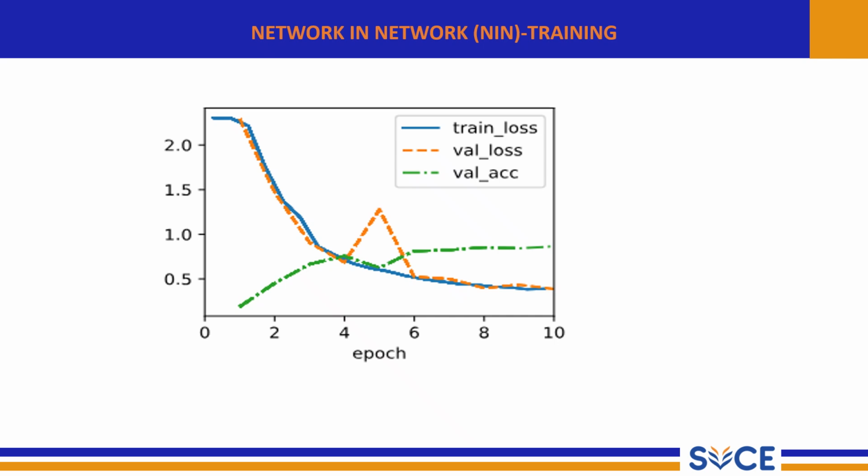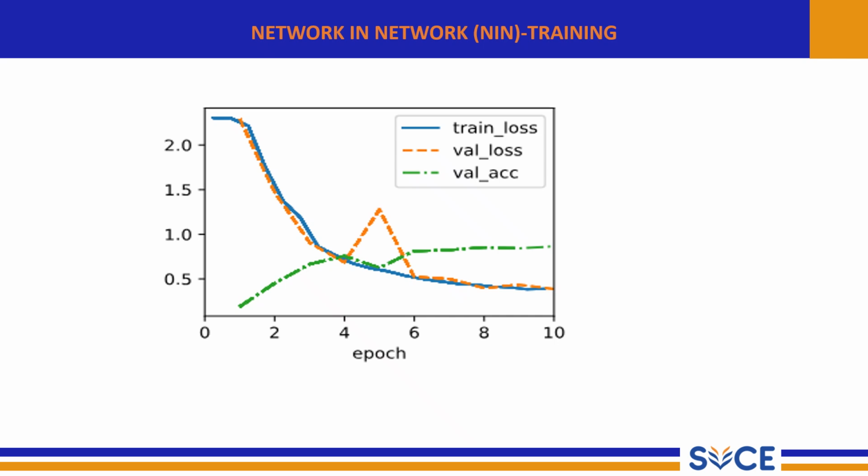The orange dashed line shows the validation loss. Initially, it follows a similar decreasing trend, but around the middle epochs we observe a spike. This may indicate a slight overfitting and instability during training.